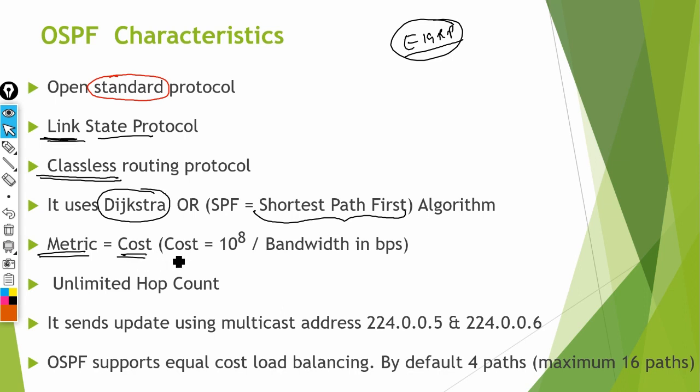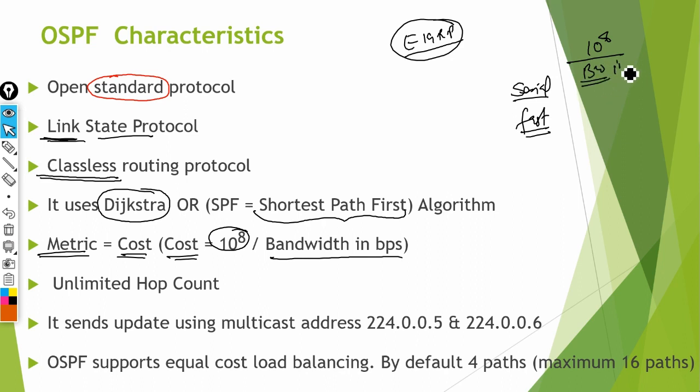How can you calculate the cost? To calculate the cost, you can use the formula 10 to the power 8 divided by the bandwidth in bits per second of your interface. For example, if I have my serial interface or my Fast Ethernet and I want to calculate the same, it's very simple. You put 10 power 8 divided by bandwidth in bits per second and you will get the cost. We will have a separate discussion on this, but make sure this is what the cost calculation is.